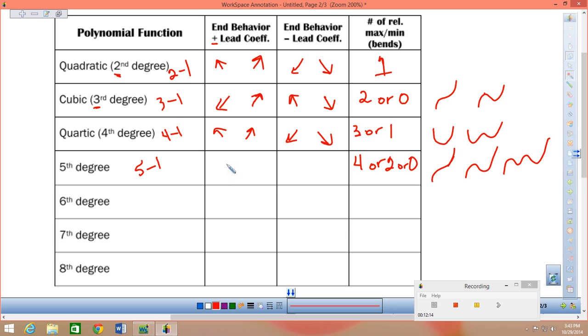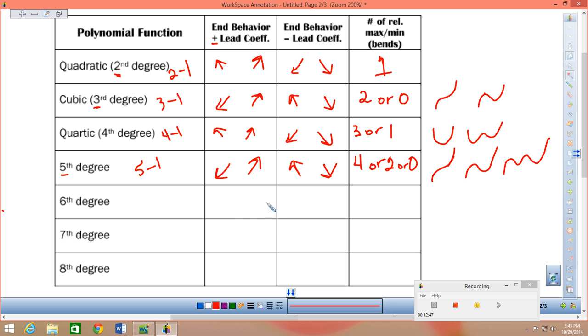Once again, it is odd, so the ends are going to go in opposite directions. Positive lead coefficient means the right side is pointing down, left side up. Negative lead coefficient, right side, oops, I did that backwards. Positive lead coefficient, right side is pointing up, left side is pointing down. Negative lead coefficient, right side is pointing down, left side is pointing up.